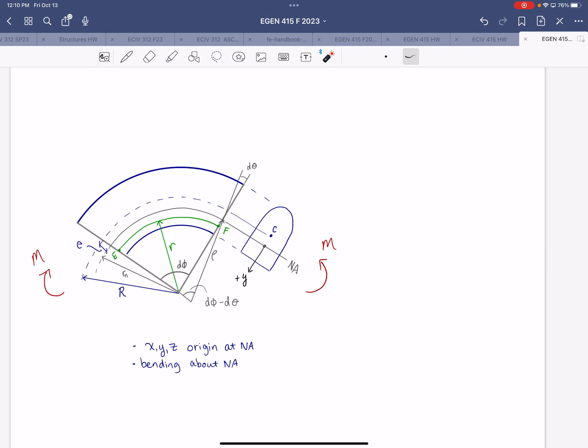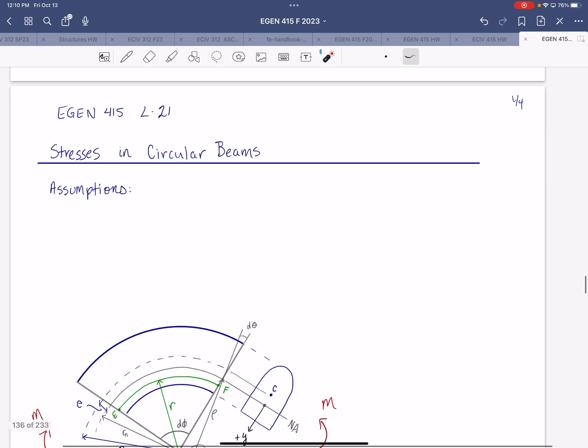All right. Alrighty, so, staring at the wrong set of notes. I forgot to skip the shear center in my written notes. There we go. Circular beams.